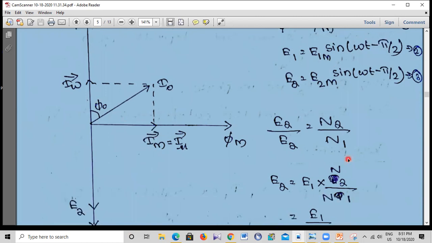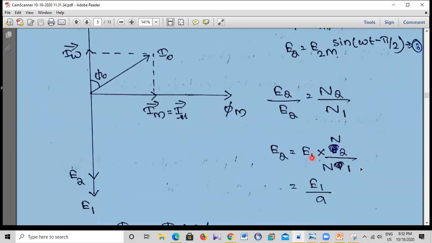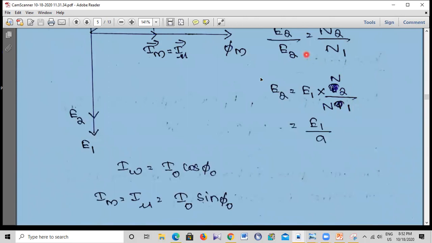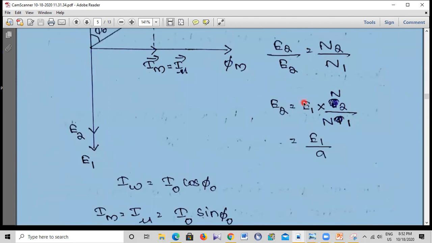And also we have seen from the EMF equation of the transformer, sorry, this is E2 by E1. So E2 by E1 is equal to N2 by N1. So E2 will be E1 into N2 by N1. And N2 by N1 is the turns ratio, taken as 1 by A. But no problem. While doing the problem, just remember this: E2 by E1 is equal to N2 by N1 is equal to V2 by V1 is equal to I1 by I2 in the case of an ideal transformer.